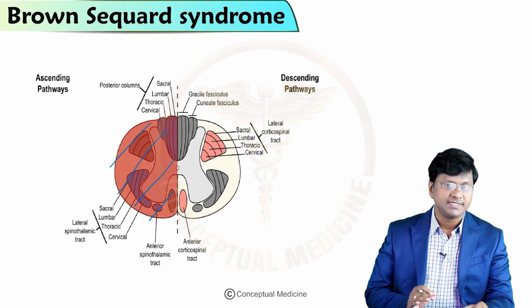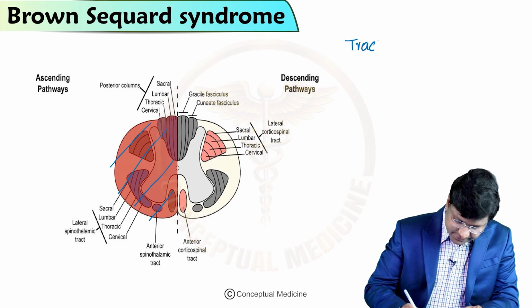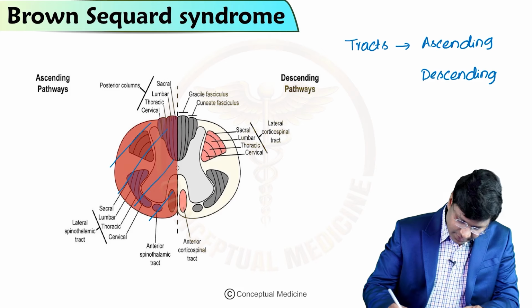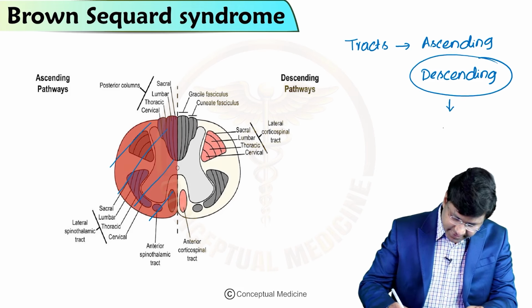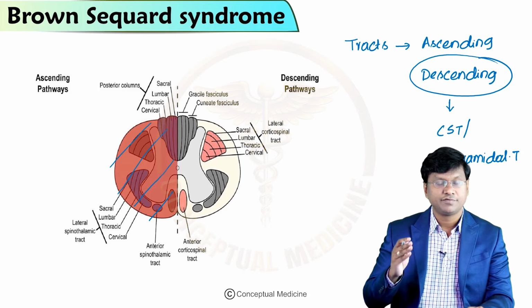You have to understand that within the spinal cord you have the tracts. And what are these particular tracts which are present? That is the ascending as well as the descending tracts. The descending tracts include the corticospinal tract, which is also called the pyramidal tract. This pyramidal tract crosses at the level of the medulla oblongata and then descends downwards.